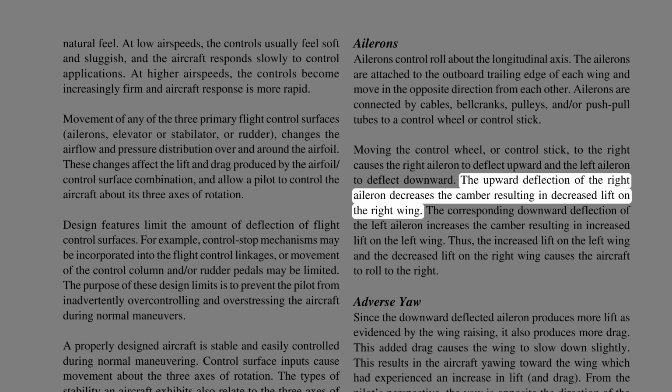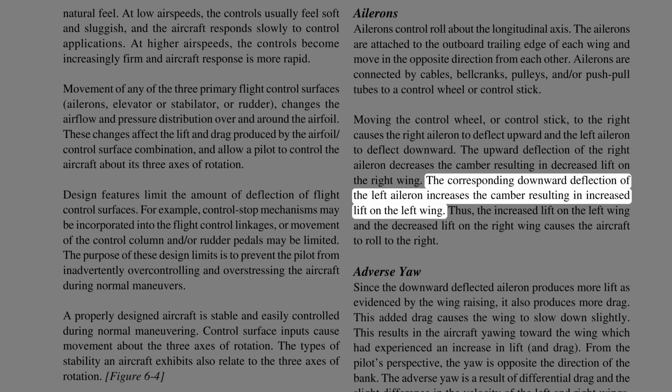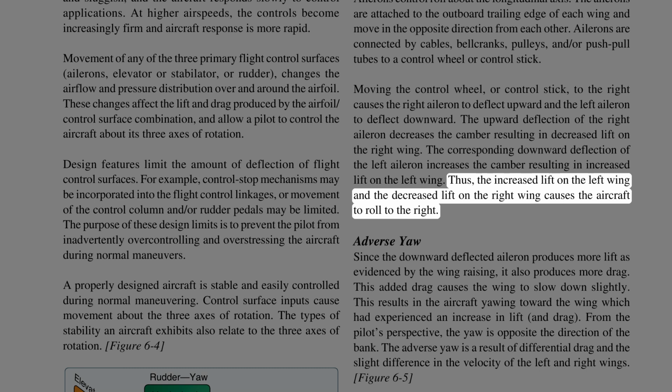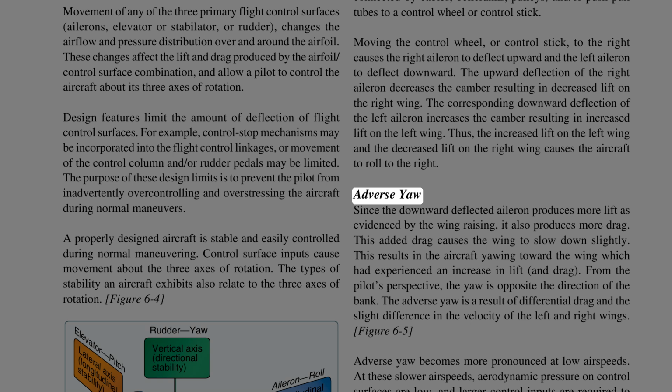The upward deflection of the right aileron decreases the camber, resulting in decreased lift on the right wing. The corresponding downward deflection of the left aileron increases the camber, resulting in increased lift on the left wing. Thus, the increased lift on the left wing and the decreased lift on the right wing causes the aircraft to roll to the right. Adverse yaw.